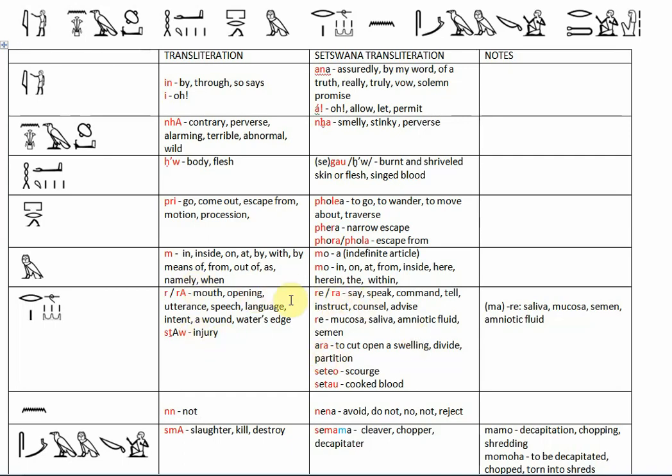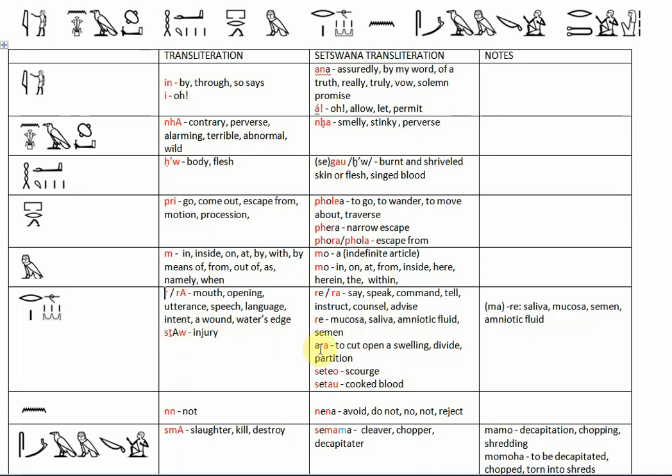So we have an equivalent of these two words, re, which means say, speak, command, tell. Command or tell is ra, which means command or tell, right? Or instruct, or counsel, or give advice, right? But the same word, re, mari, as in mucosa, saliva, amniotic fluid, semen.